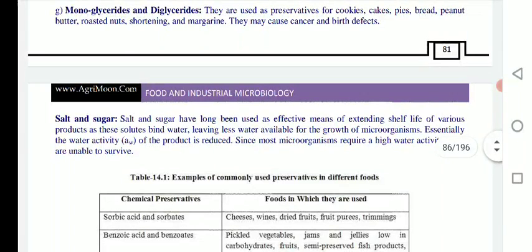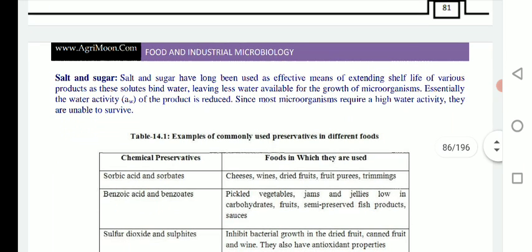Then in case of monoglycerides and diglycerides, they are used as preservatives for cookies, cakes, pies, bread, peanut butter, roasted nuts, shortening and margarine, and they cause cancer as well as some birth defects.